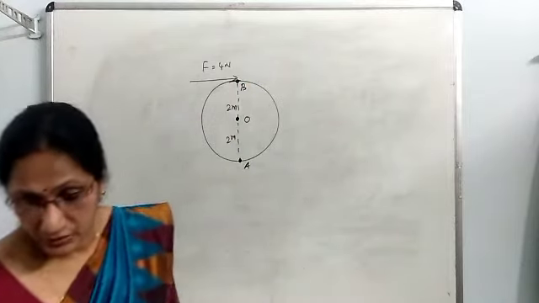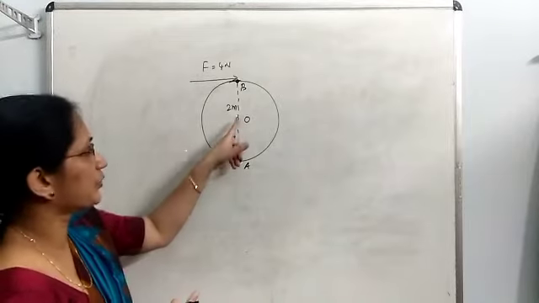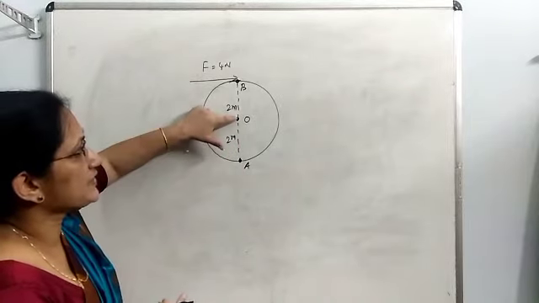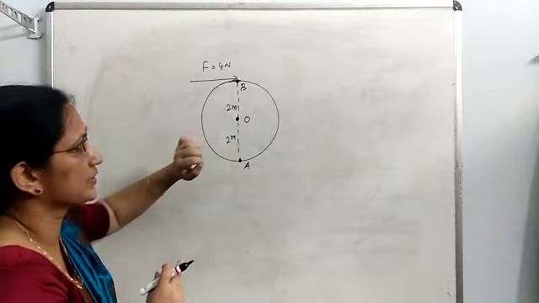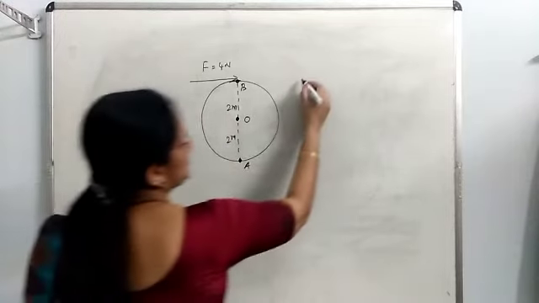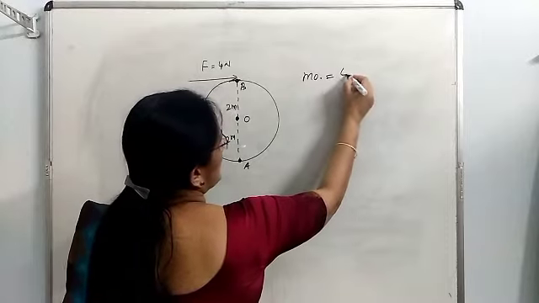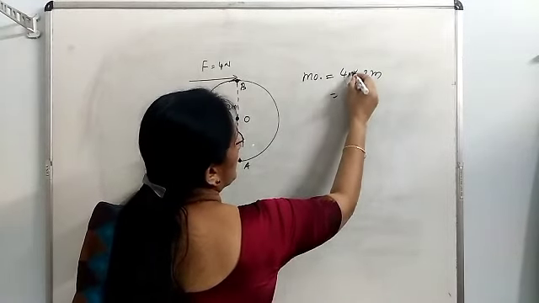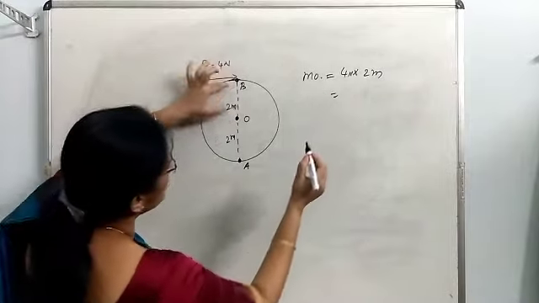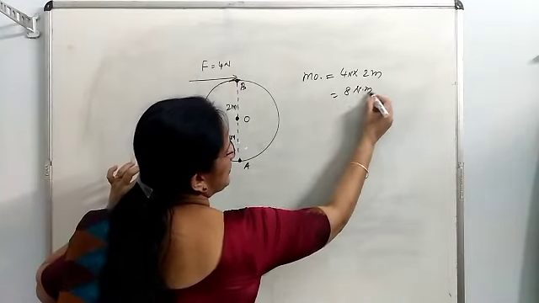So how will you find the moment of force about O? O is the turning point. Assume O as the turning point, then find the moment. The moment is equal to force into perpendicular distance, 4 Newton into 2 meter. 4 is the force, 2 meter is the perpendicular distance, so 8 Newton meter.